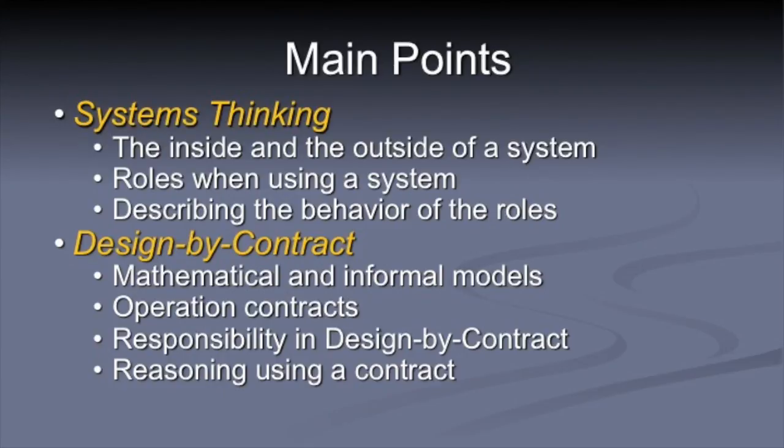Finally, the two main points covered today are systems thinking and design by contract. The main idea behind systems thinking is that there is an interface that separates the inside of a system from the outside of a system. And given this interface, we discuss the roles played by a system client and a system implementer, and how the requires and ensures clauses allow us to reason about the behavior of an operation without knowing how it is implemented.